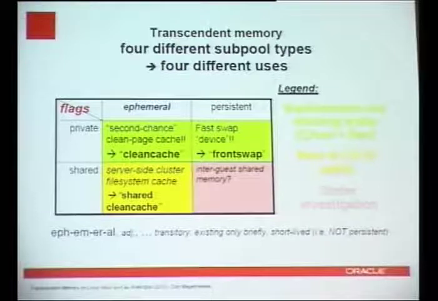First row, private, means that the data is accessible by only one guest. And the second row, shared, means that the data is accessible by more than one guest, and we'll see examples of that.